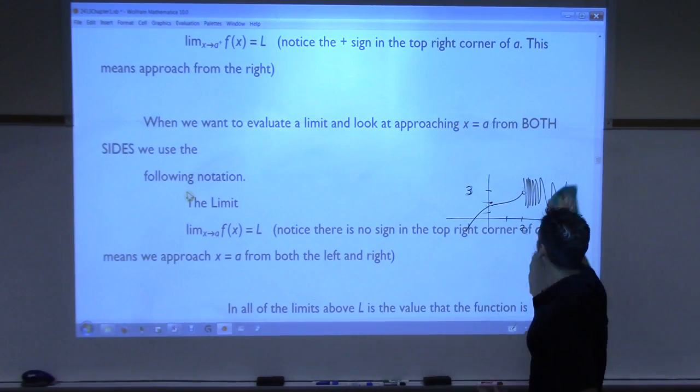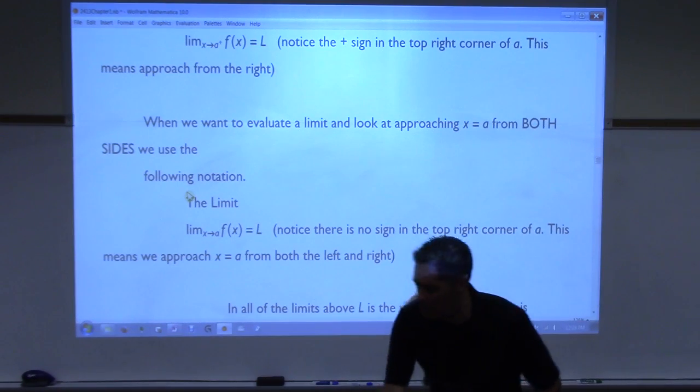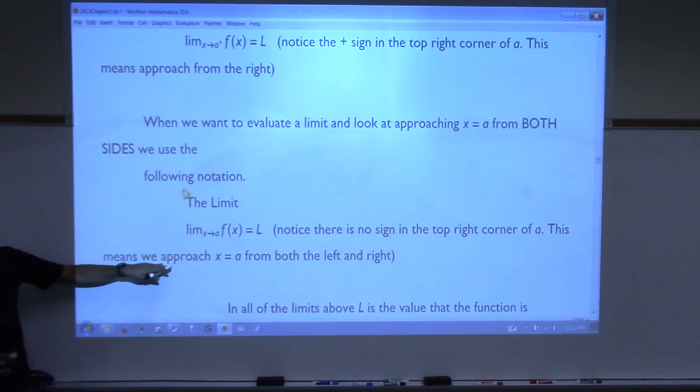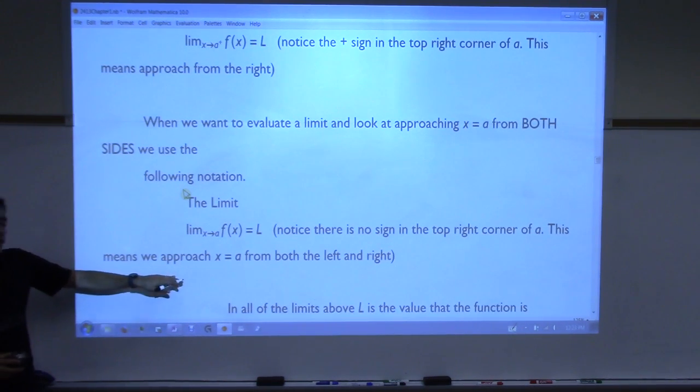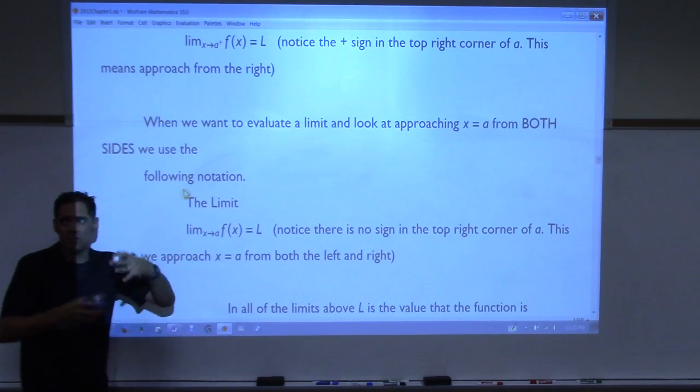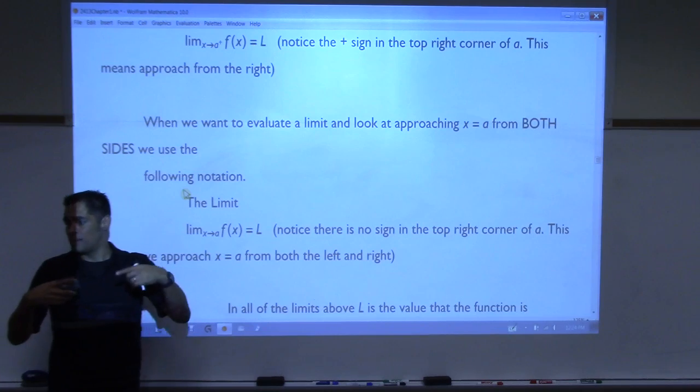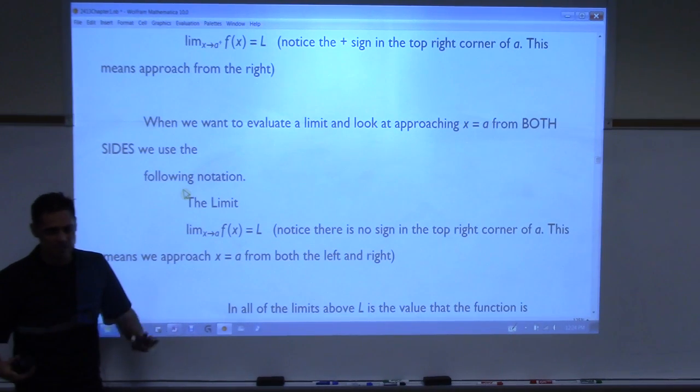This is important though. If you don't see a plus or minus sign, what? This means we approach from both sides. It's implied. So it's a very strong condition. If you say the limit as x approaches, let's say 5 of a function equals 10, that means from both sides it's headed to 10. That's understood.